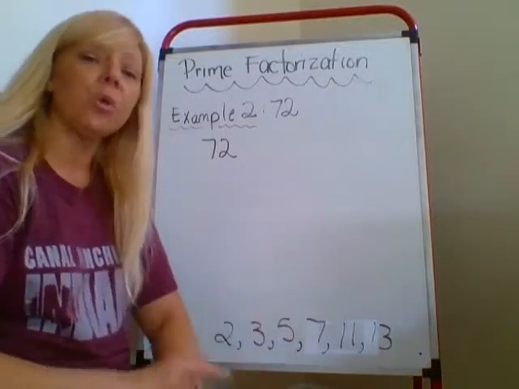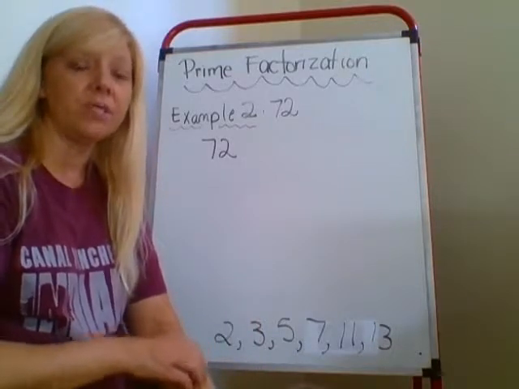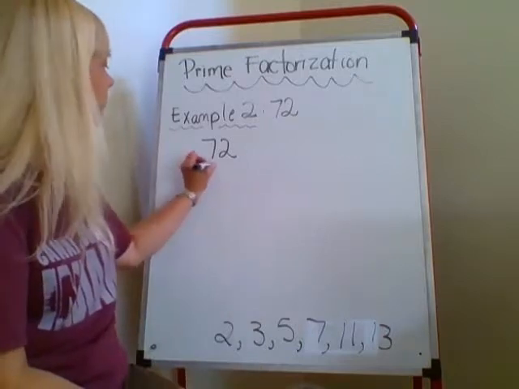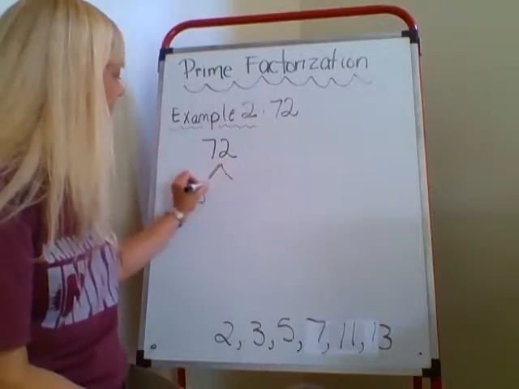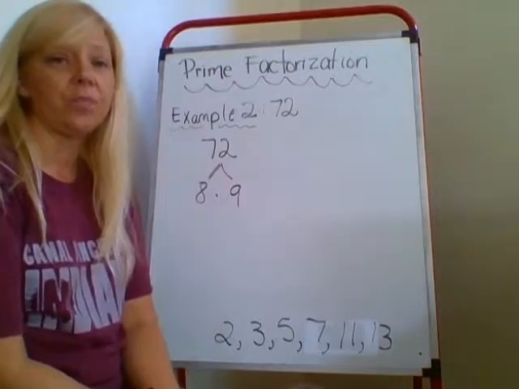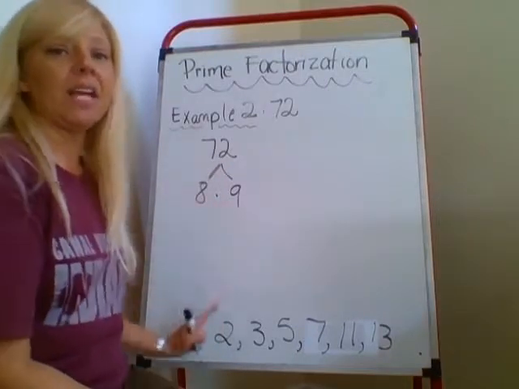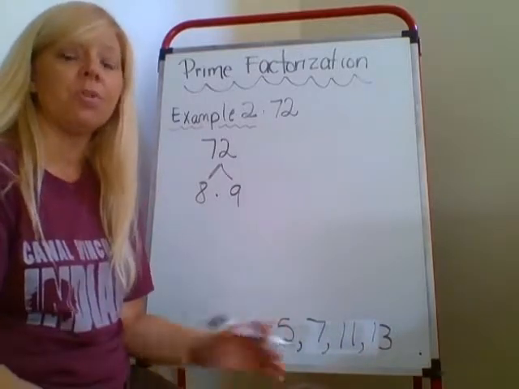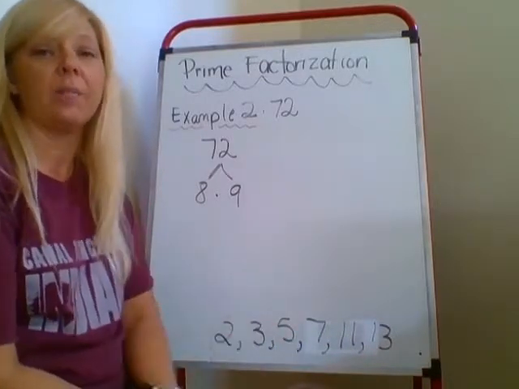So again, the most frequent one that students know, 72, is 8 times 9. So I'm going to go ahead and break that apart into 8 times 9. So 8 times 9 is 72, okay? 8 and 9 both aren't in my prime number list. So that means I need to keep branching both of them apart until I start getting these prime numbers.